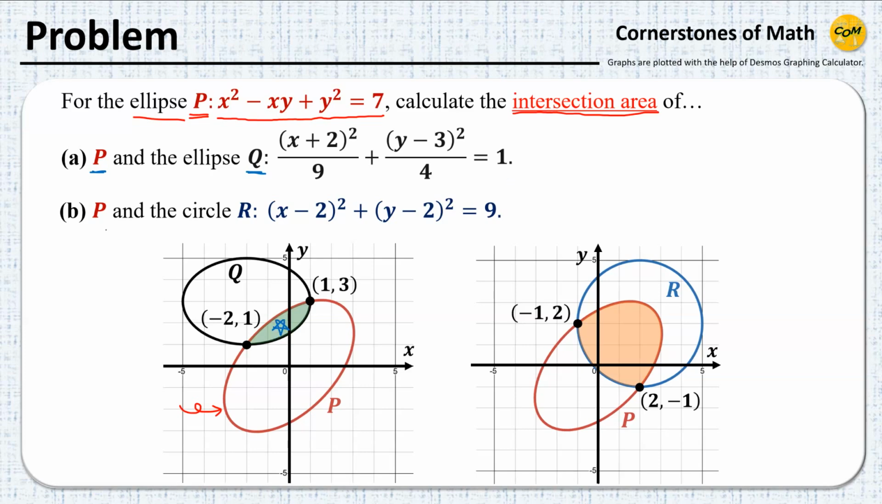In the second question, the intersection area of ellipse P and the circle R given as (x minus 2) squared plus (y minus 2) squared equals 9. So this area right here. Here, the coordinates of intersection points are already given because finding these points is not the main focus of this video and is frankly boring. So with this given information, let's dive into the first question right away.